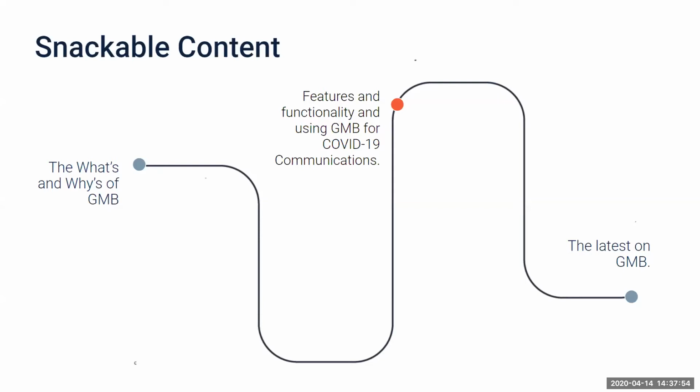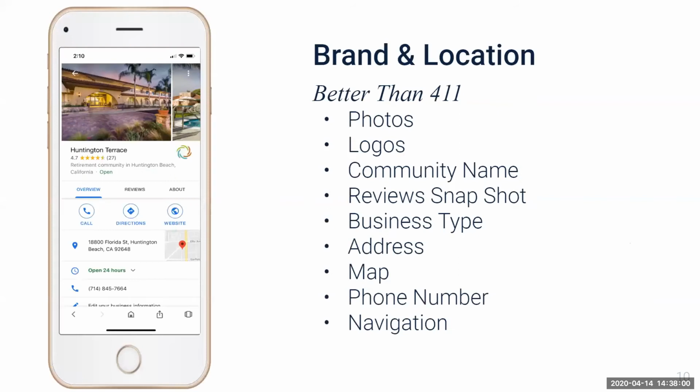Prior to this, we actually did a session on the what's and whys of GMB. So now turning to actual features and functionality of GMB. It truly is better than your typical 411, calling an operator and having them rattle off a bunch of information. So Blake, can you walk us through this initial information on what you would typically see on first contact of a Google My Business page?